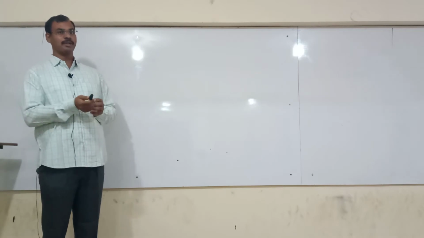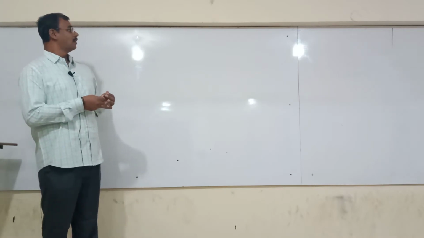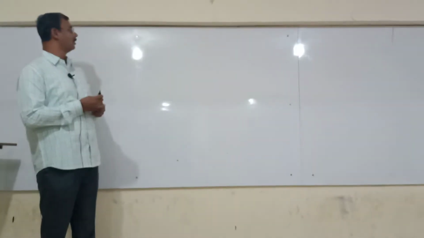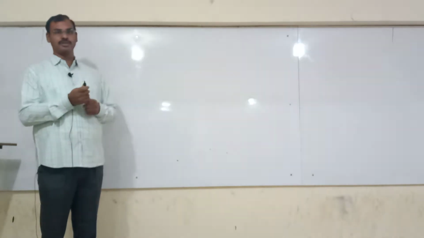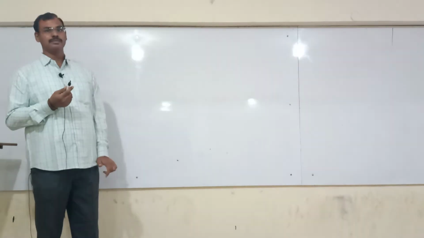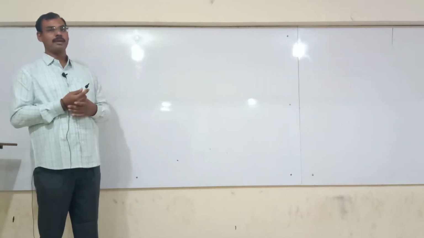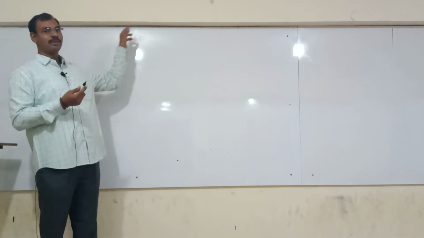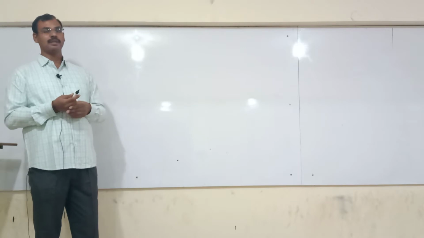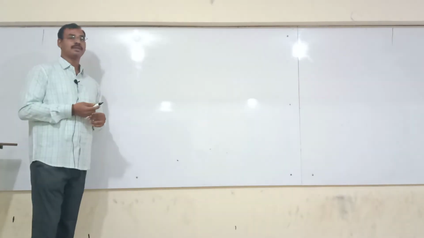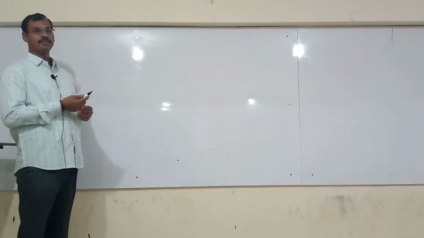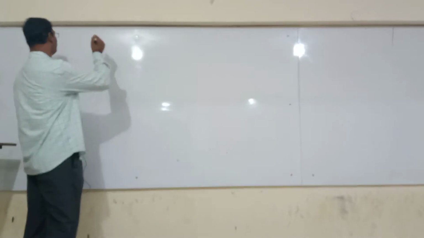Today I have to continue permutation combinations. The same model: last class we finished model number 1 without zero, that is, find the number of 4-digit even numbers greater than 3000. Once again we have to see the same model problem, with repetition also.